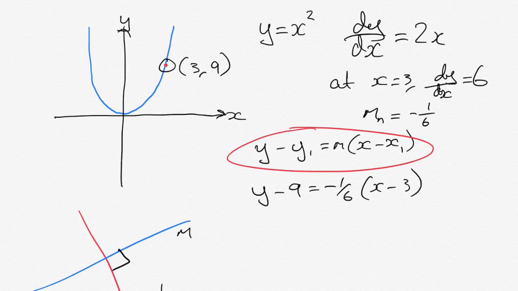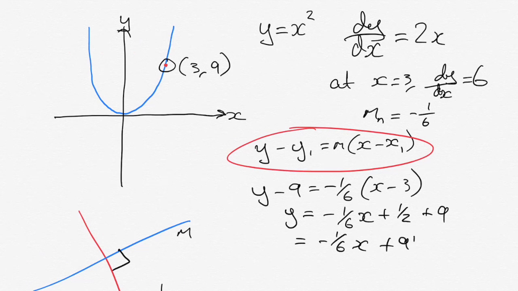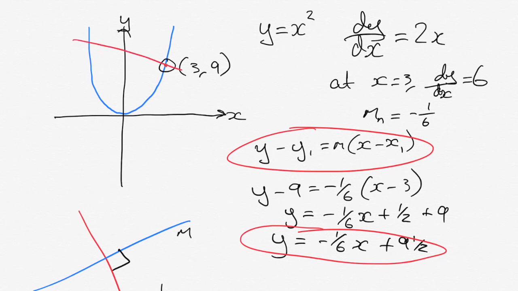Now I'm going to get rid of this 9 from that side and put it onto the other, as well as expand the brackets at the same time. Negative 1 over 6 x plus a half plus 9, which simplifies to negative 1 over 6 x plus 9.5. That there is my final answer for the equation of the normal to the curve x squared at the point x equals 3.